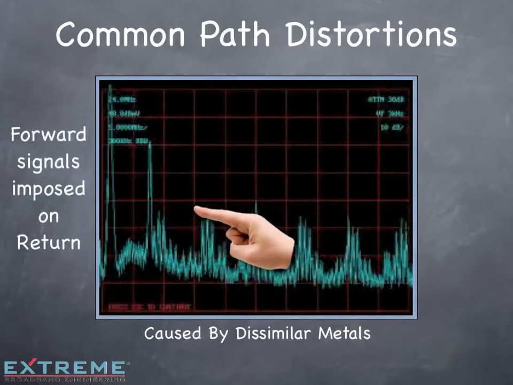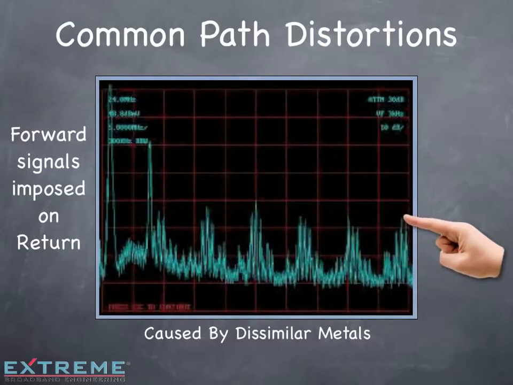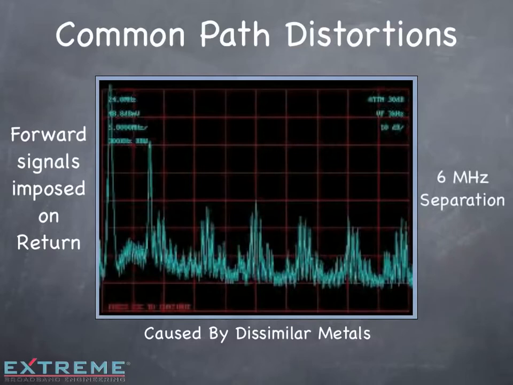Here's a spectrum analyzer sweep of the return band showing the common path distortion. It's identified by the peaks at 6 MHz spacing. This corrosion is very fragile, and if you remove the center conductor, the common path distortion will disappear, but be assured it will return as the corrosion builds back up.